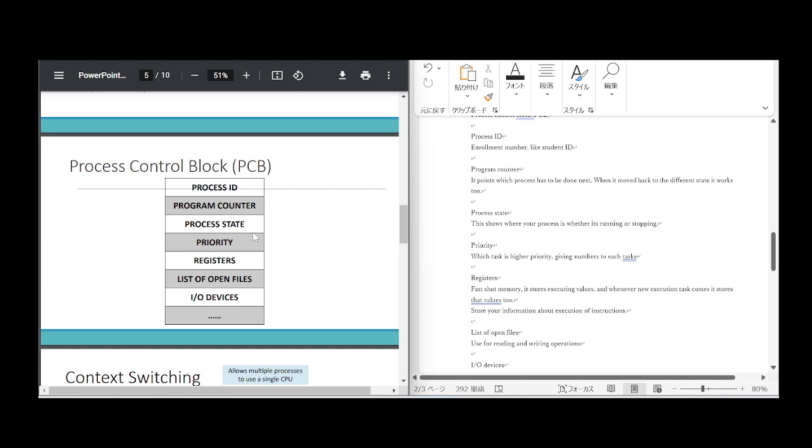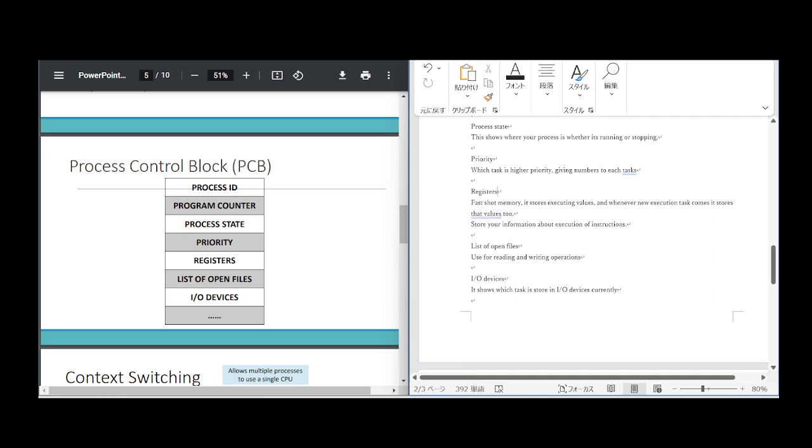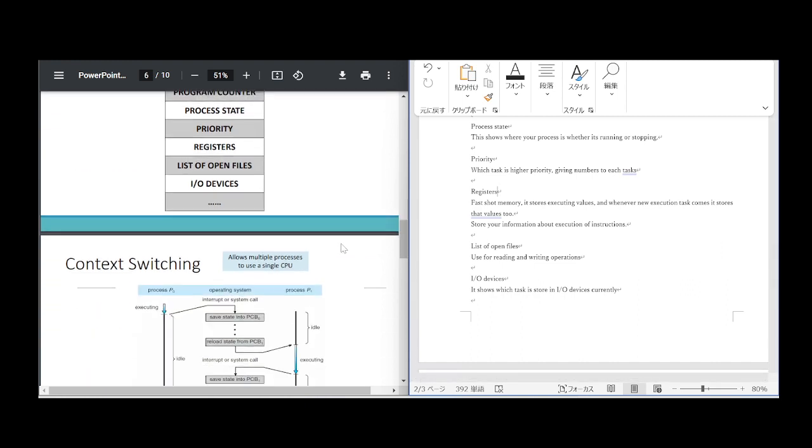Registers. I heard this is fast short memory. Probably doesn't have much capacity, but it stores the information of execution of instructions and a list of open files used for reading or writing operations and I/O devices. It shows which task is stored in I/O devices currently. Okay.